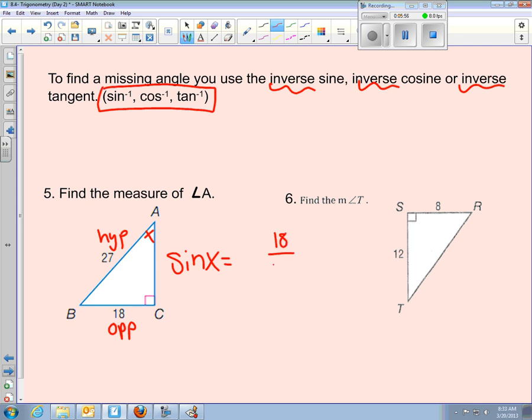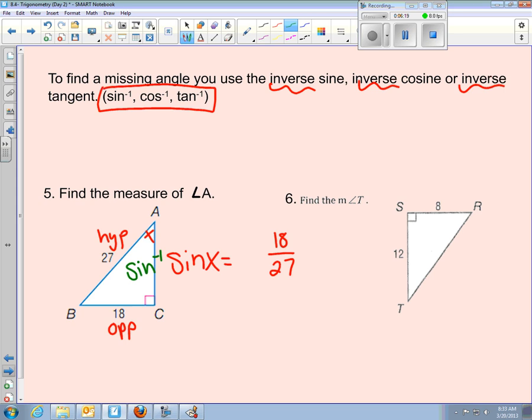opposite over hypotenuse. Now the first problem we did today, those ones were finding us those fractions, but that was the sine of x and the cosine of x and the tangent of x. Here we want x by itself, so we need to undo that sine. So just like addition and subtraction are opposites, and multiplication and division are opposites, and squaring and square roots are opposites, sine and inverse sine are opposites.